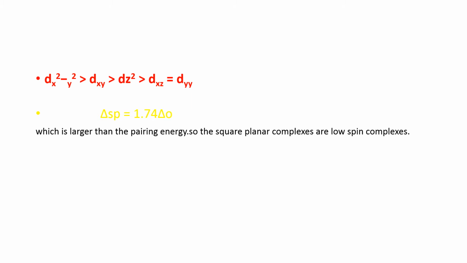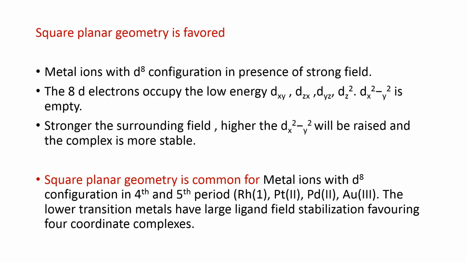This crystal field splitting delta of square planar is 1.74 times greater than delta 0, which is larger than the pairing energy. So square planar complexes are all low spin complexes. All the square planar complexes are low spin complexes. Square planar geometry is favored by metal ions with d8 configuration in the presence of a strong field.